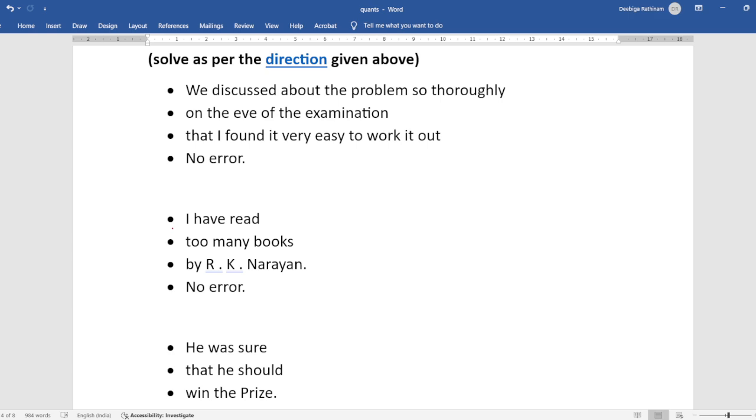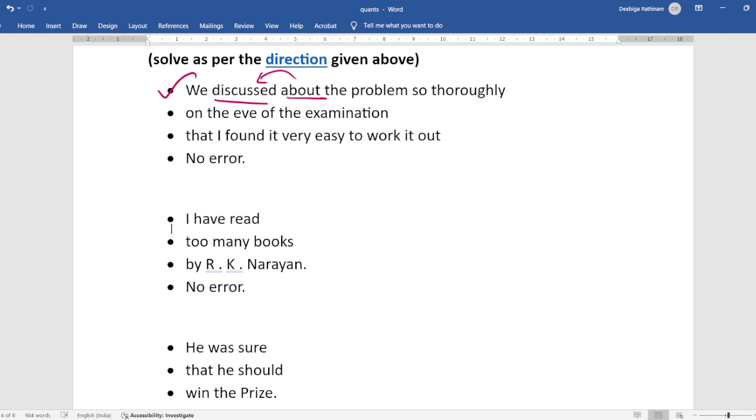Out of these four, something is wrong. We discussed about the problem so thoroughly on the eve of the examination that I found it very easy to work it out, or no error. So if you look into this, discussed always comes alone. You should not put about with discussed. That is grammatically wrong. Discussed should always come alone. So the answer is, we discussed the problem so thoroughly.